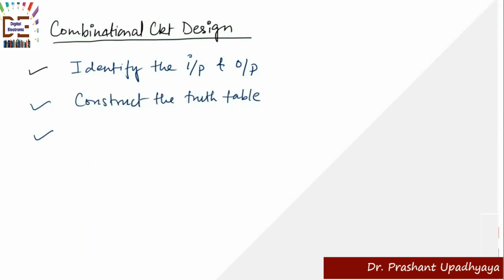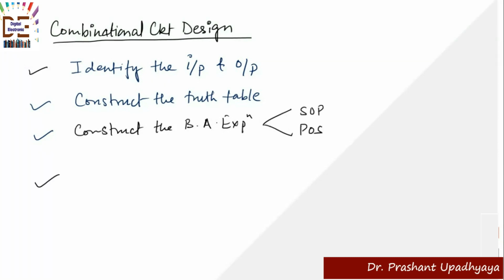Then we are going to construct the Boolean or logic expression. We can construct the Boolean algebra expression, I'm writing the short form, either in SOP or in POS. Then you are going to minimize that logic expression. Whatever logic function you have got, you minimize it. And finally, you construct the logic circuit.